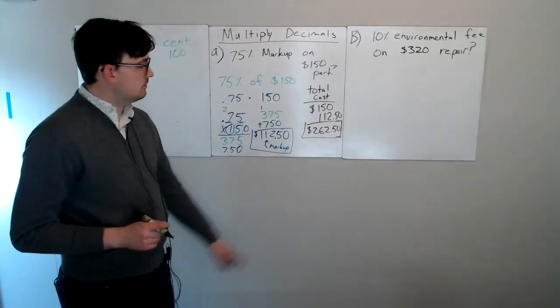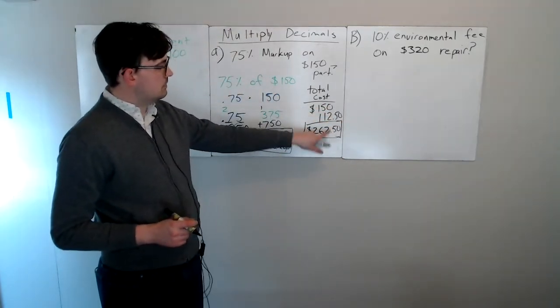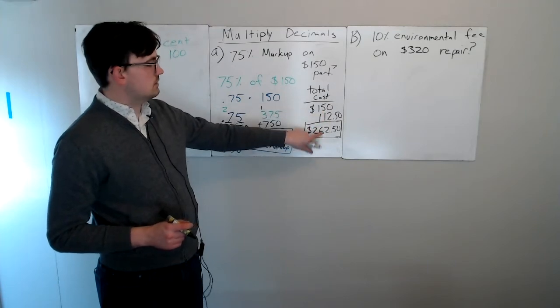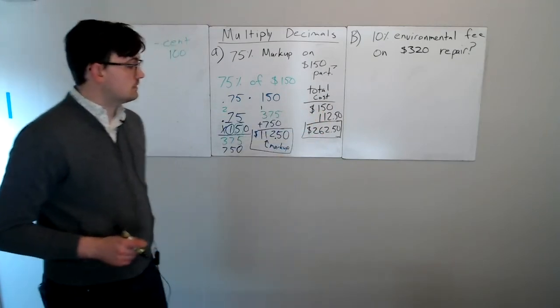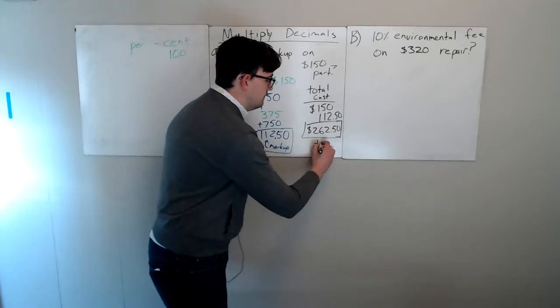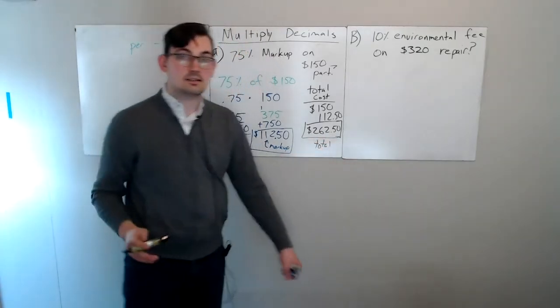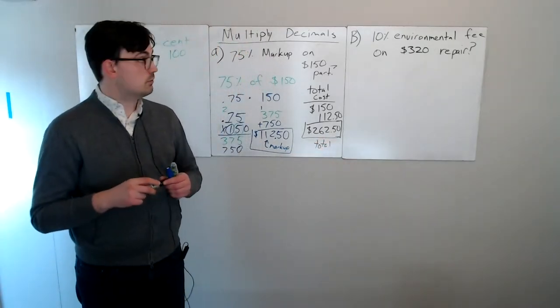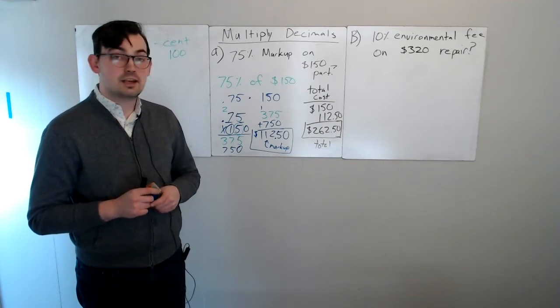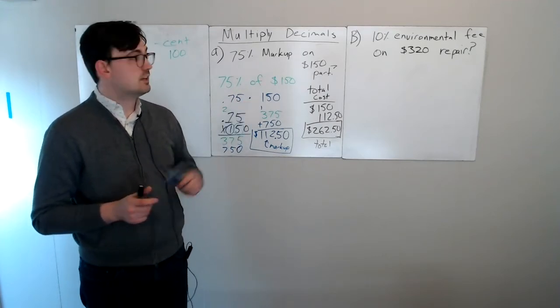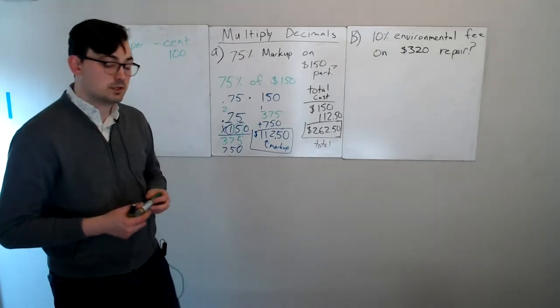Adding that up, we've got 0 plus 2 is 2, 5 plus 1 is 6, 1 plus 1 is 2, so that's $262.50. That's the total cost. And that's how we would get the markup for one of those. All right, now let's take a look at the next step. The next step would be calculating an environmental fee on a $320 repair.